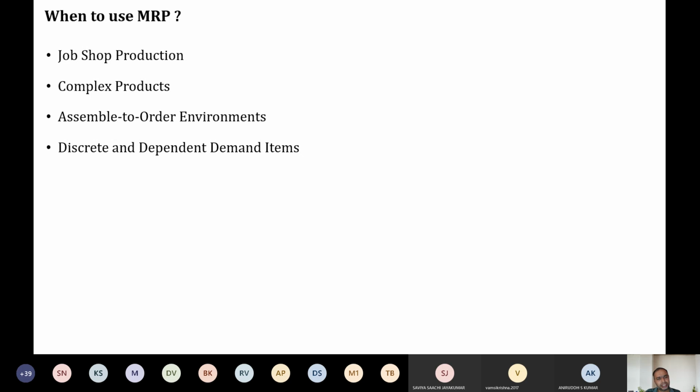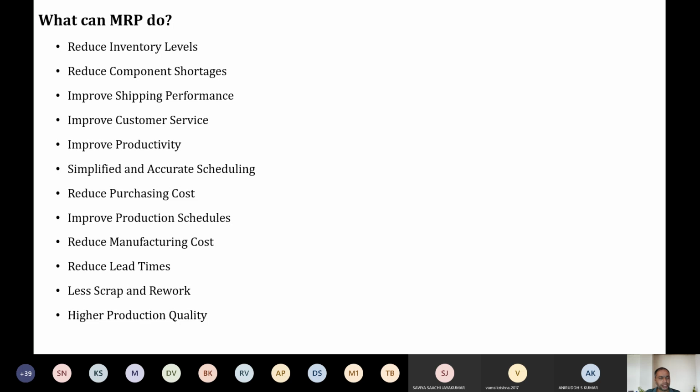And there are some discrete and dependent demand items. You know what dependent demand is, right? If something rises, there will also be a requirement for the other product. So we should be able to predict this, and to do this, the MRP system is going to help us a lot. And what it can do is reduce the inventory level, because if you had a touch of lean manufacturing, in lean manufacturing we mentioned the 7 wastes. One of the main wastes we talk about is inventory.